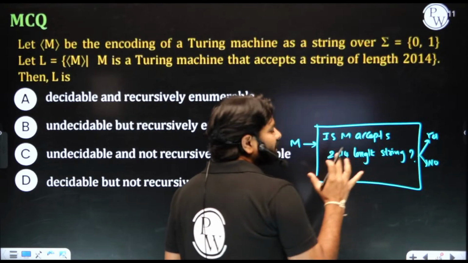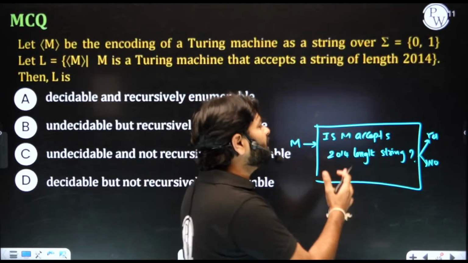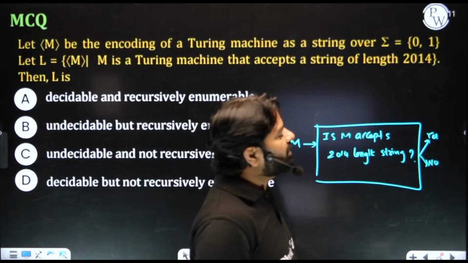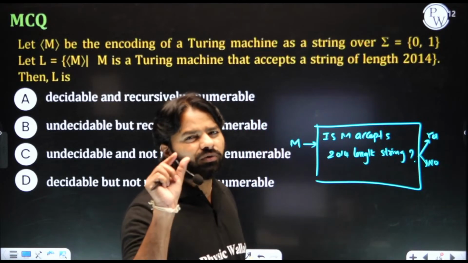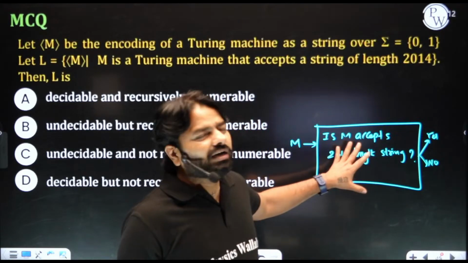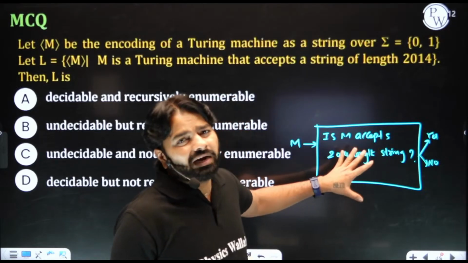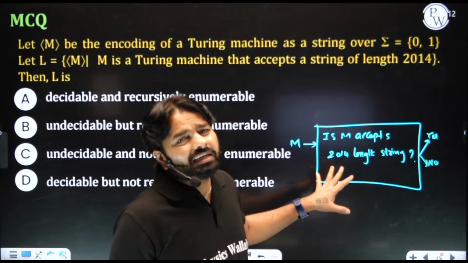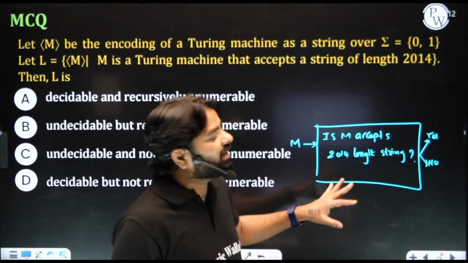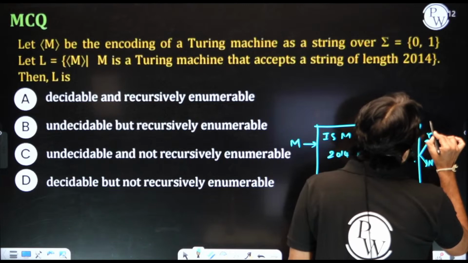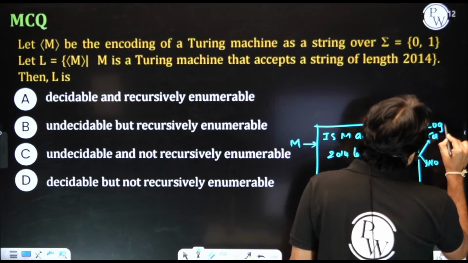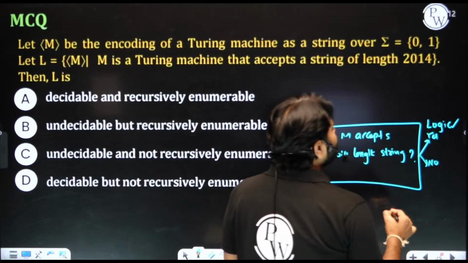If M really accepts some string of length 2014, it will definitely halt at final, and you can find out because only a finite number of strings are there with 2014 length. So you can create threads for every string, and check whether any string halts at final or not. So you can find a logic. Logic exists.